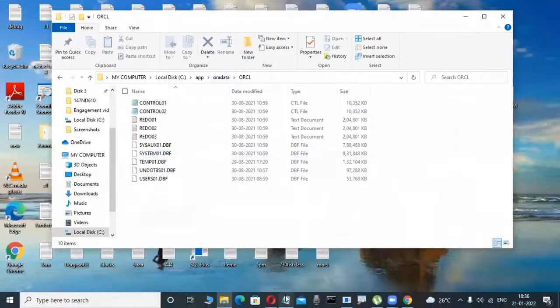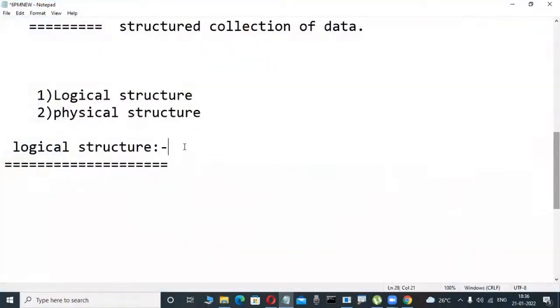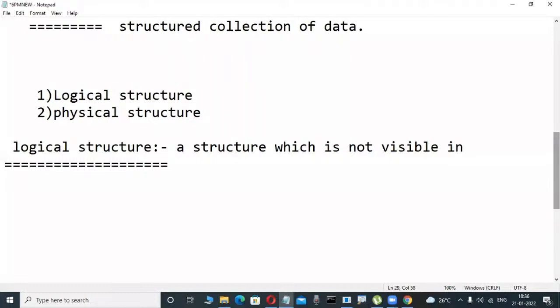That's why, what is a logical structure? Don't worry, it is a database structure. A structure which is not visible in the operating system, in the OS, is called a logical structure, the logical structure of the database.